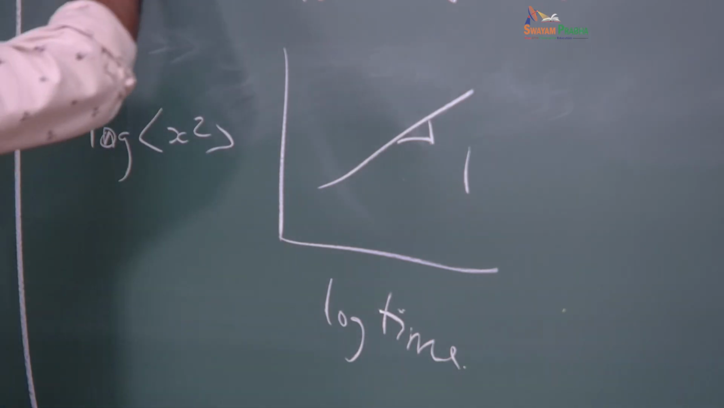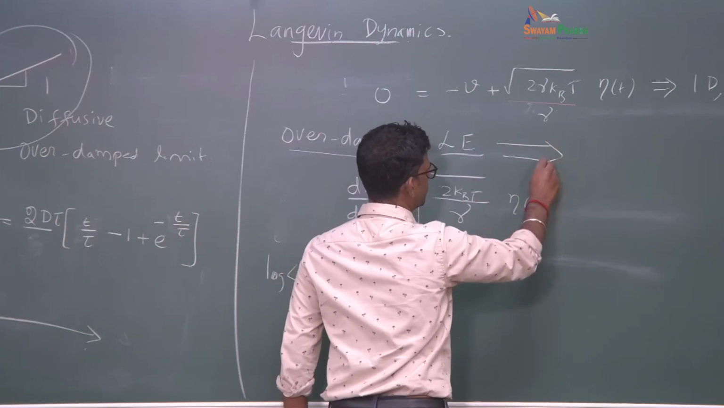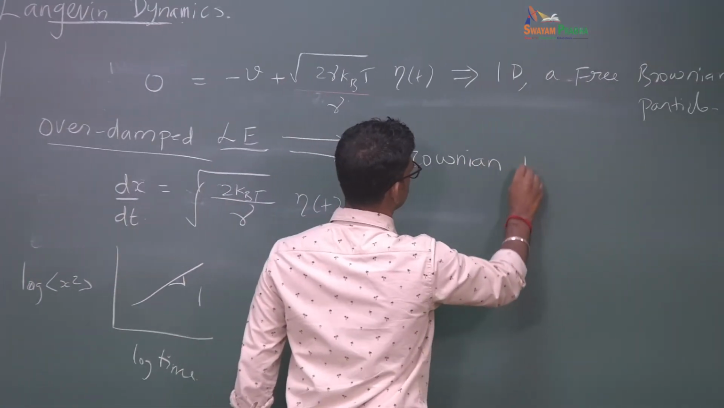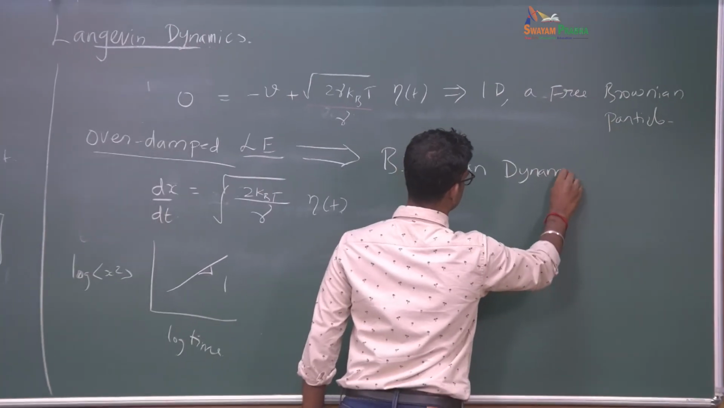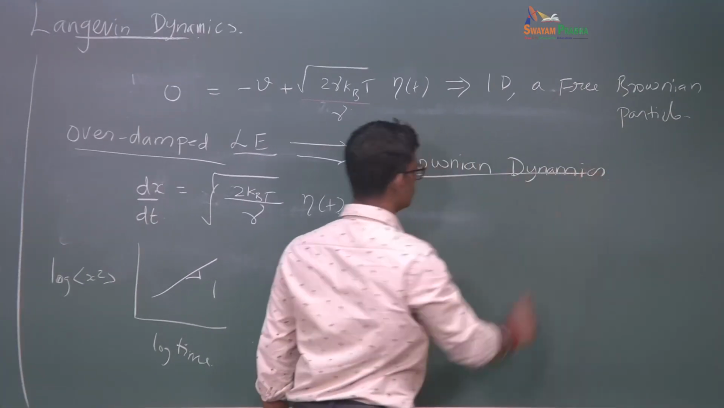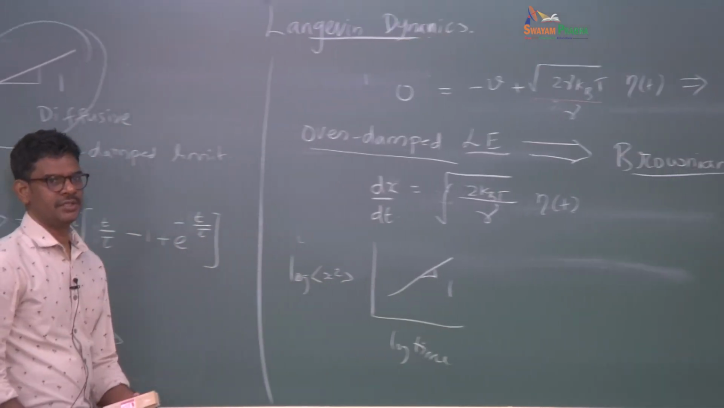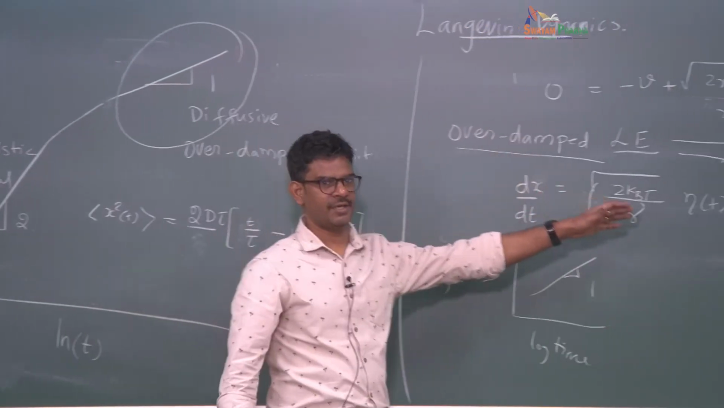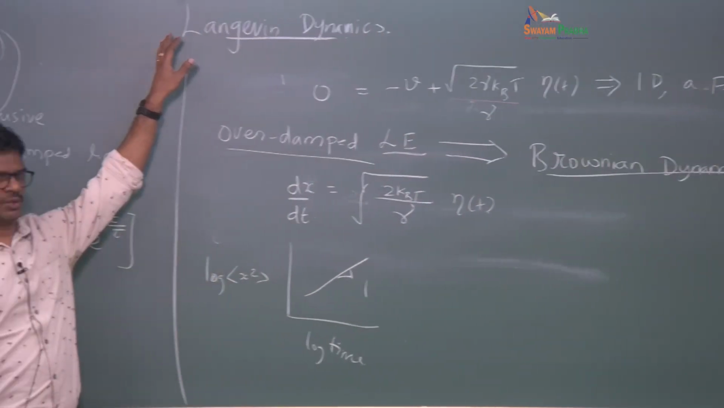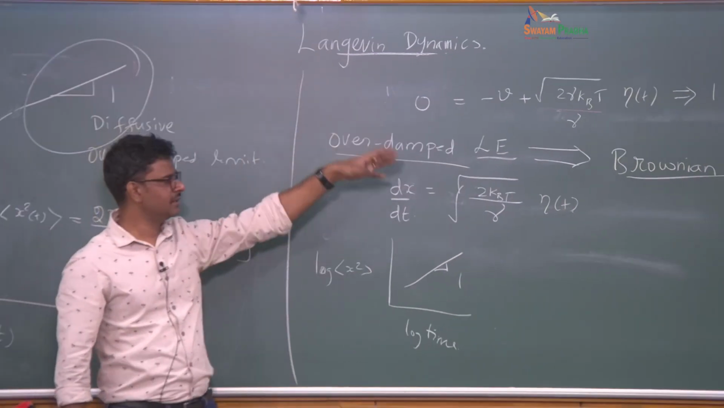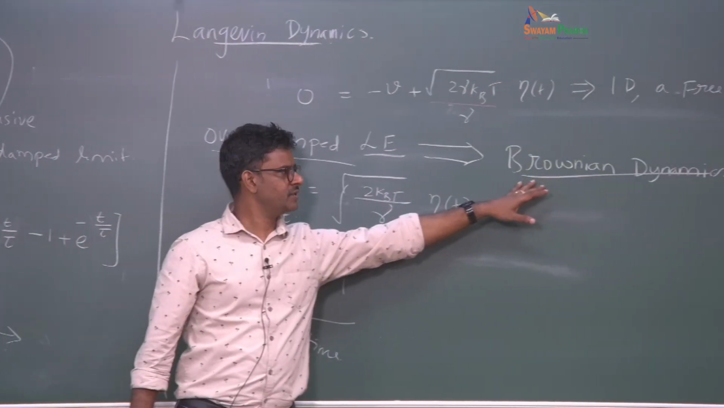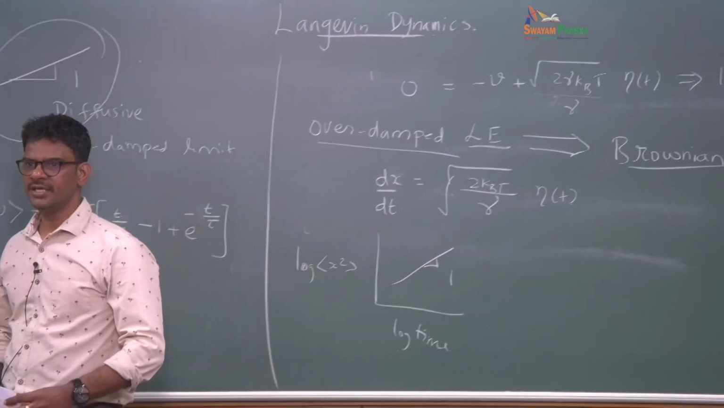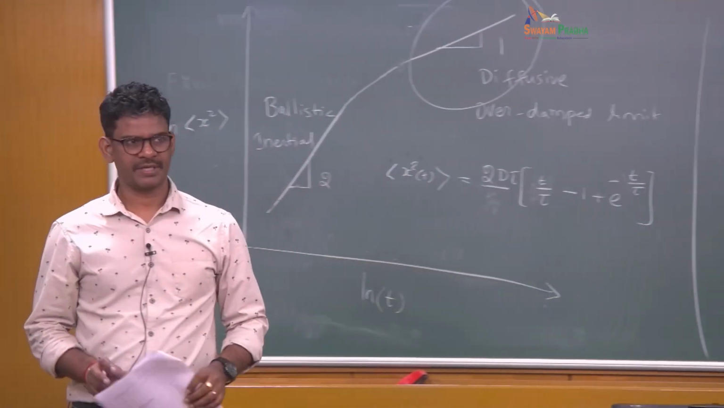This overdamped Langevin dynamics is also noted as Brownian dynamics. Okay, in the literature, people say that this simulation is Langevin dynamics or Brownian dynamics. When you say Langevin dynamics, you are solving the full equation with inertial effects. When you solve through Brownian dynamics or Brownian motion, you are looking at only the diffusive aspect without regarding the inertial aspects.